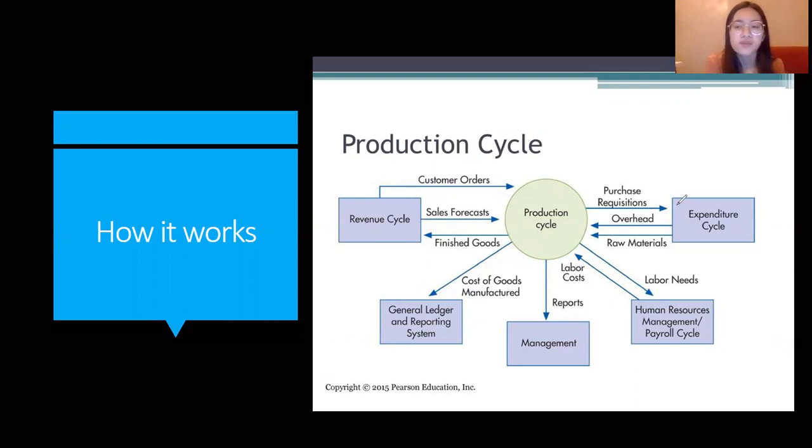And then next we have the expenditure cycle. The expenditure cycle receives information about raw materials needed from the production cycle. Then the expenditure cycle provides information about raw materials acquisition and overhead costs. Oh, it seems I reversed it.